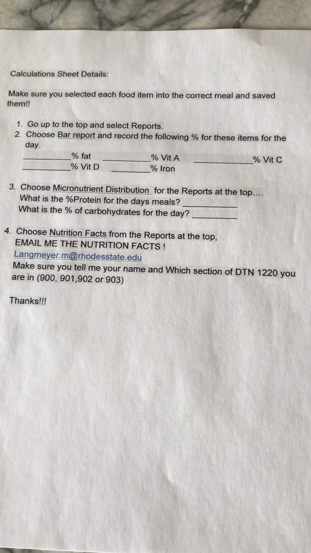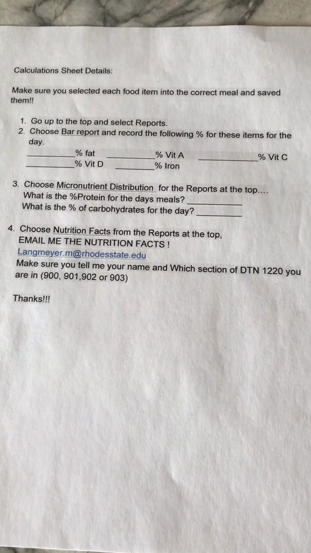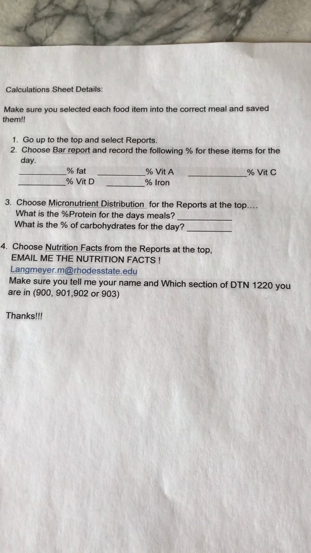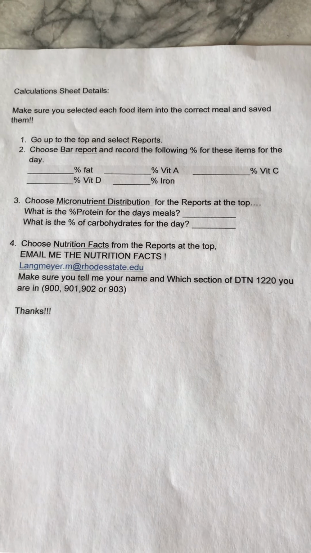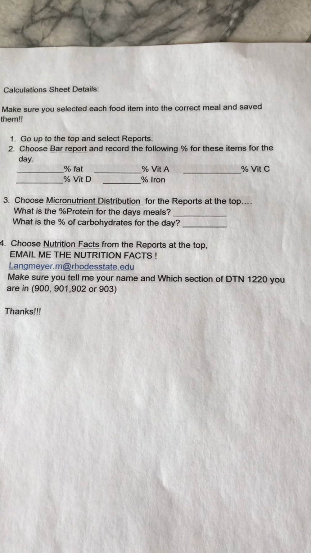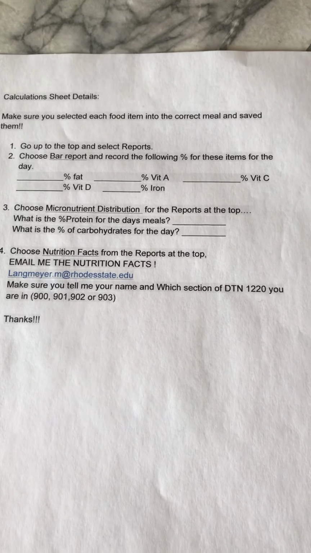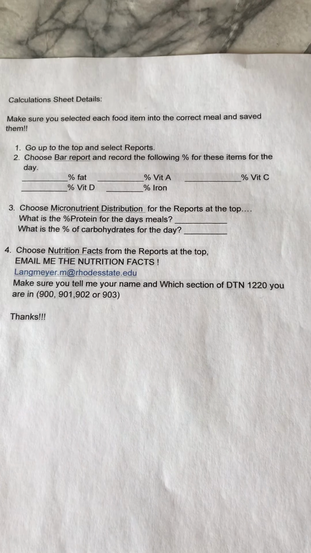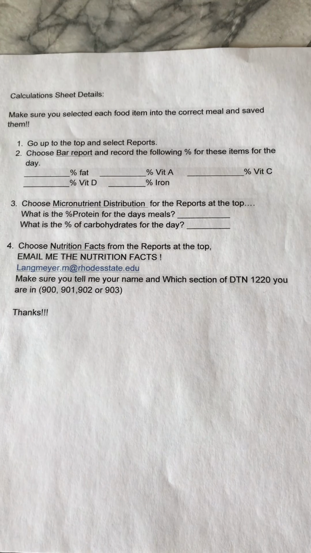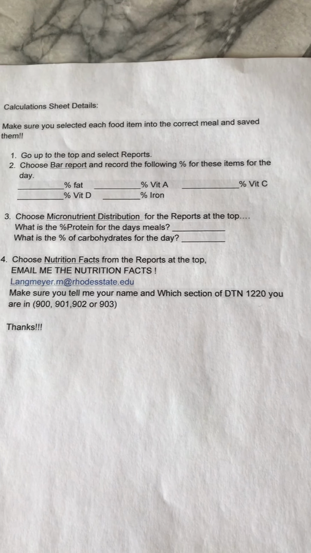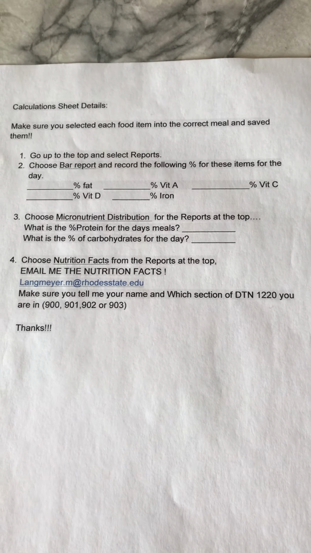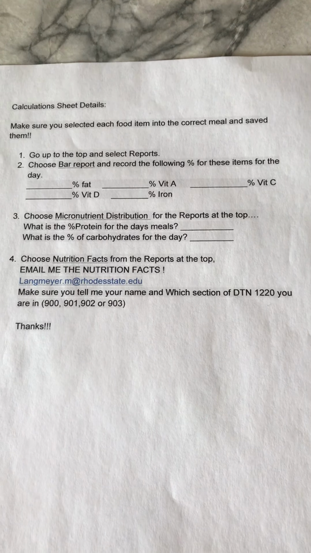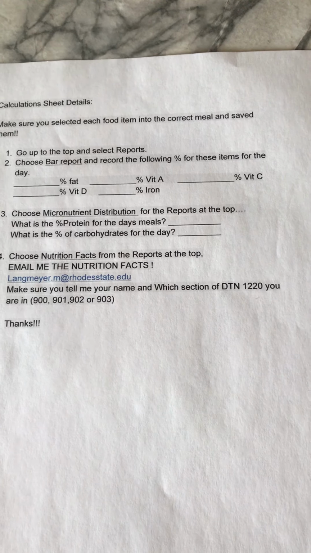Okay, and you may send that information back to me at langmeyer.michelle@Rhodes State, or I believe I also opened up a box that you could send this to. You'll just type in the percentages by hand, and then you will also attach the micronutrient distribution. That is one of the reports you can choose. For this one, you can just pull that report up and fill in the blank. You don't need to attach the whole distribution.